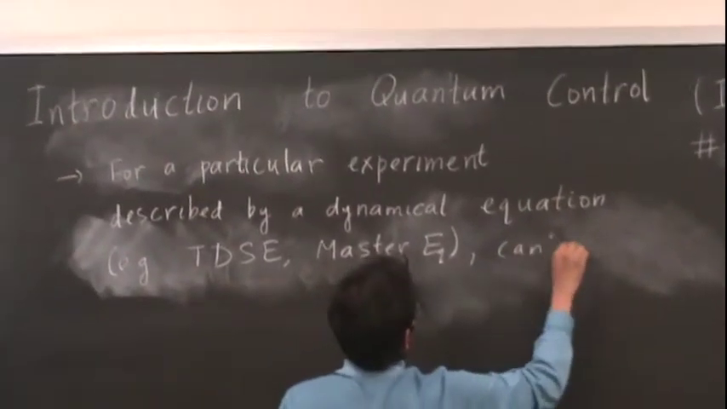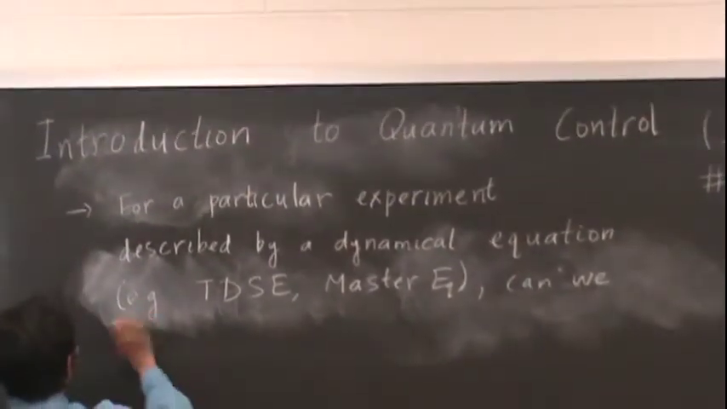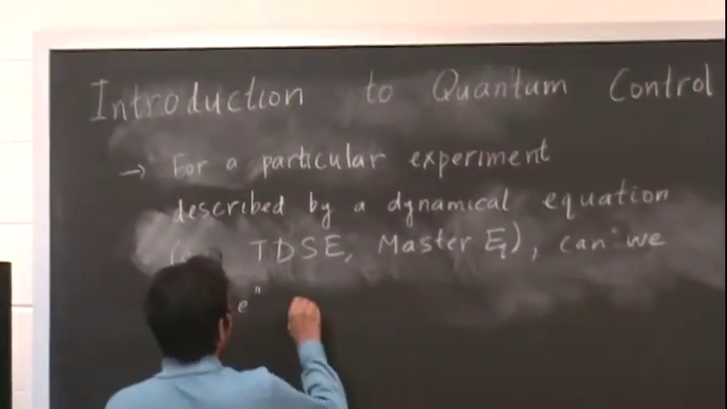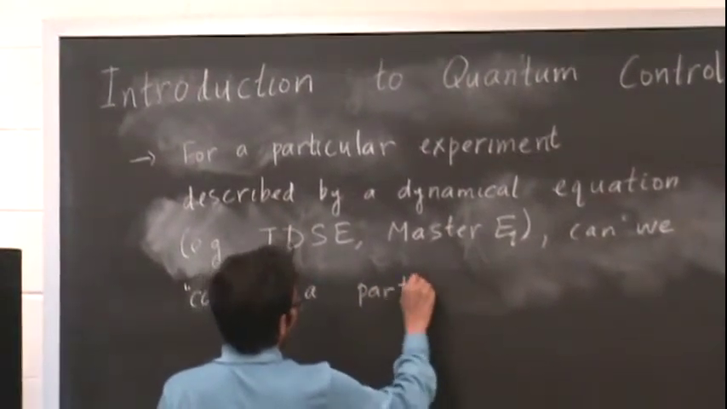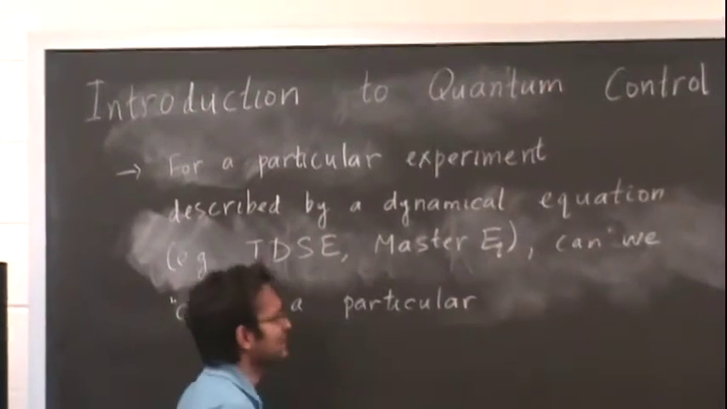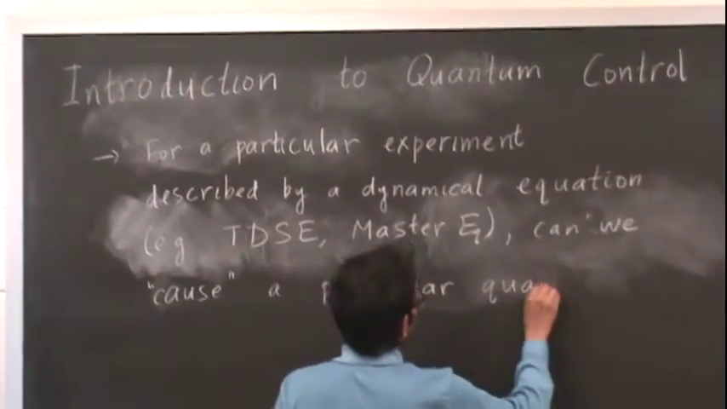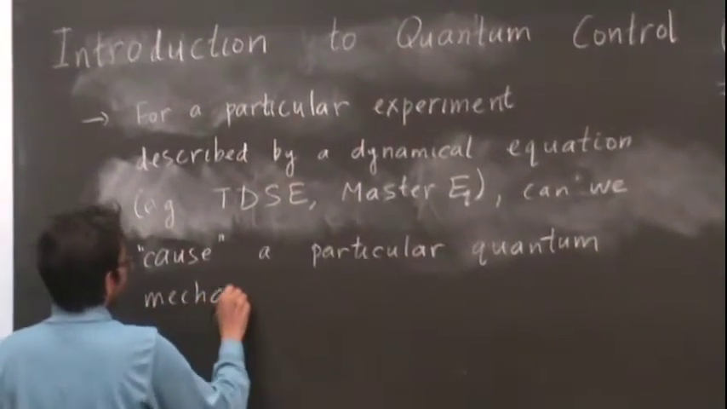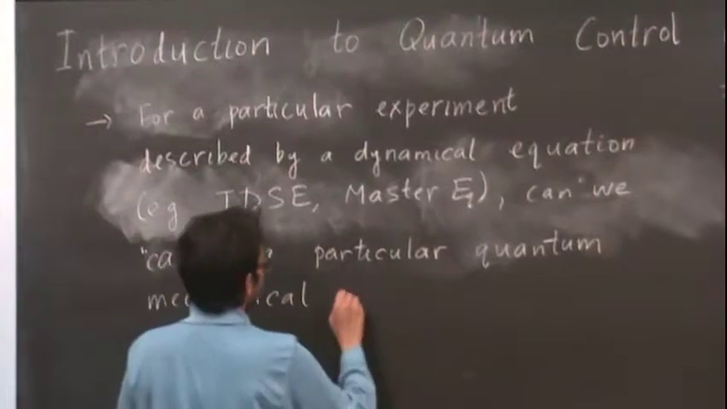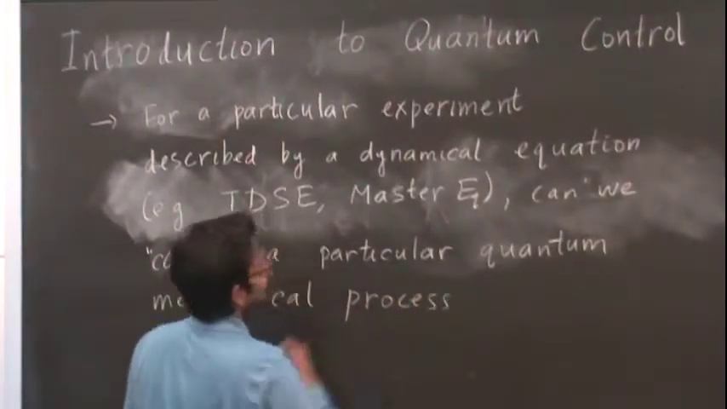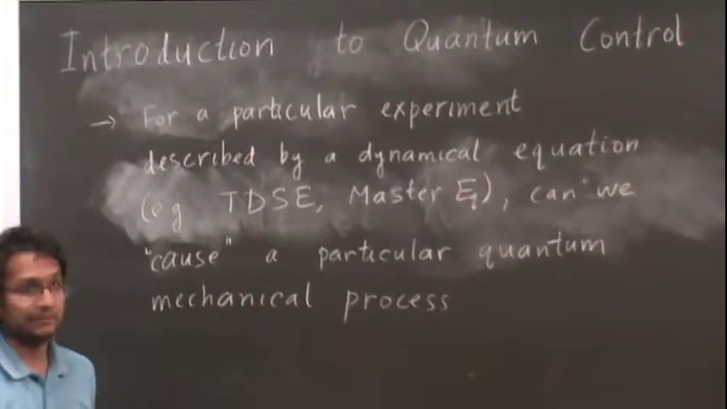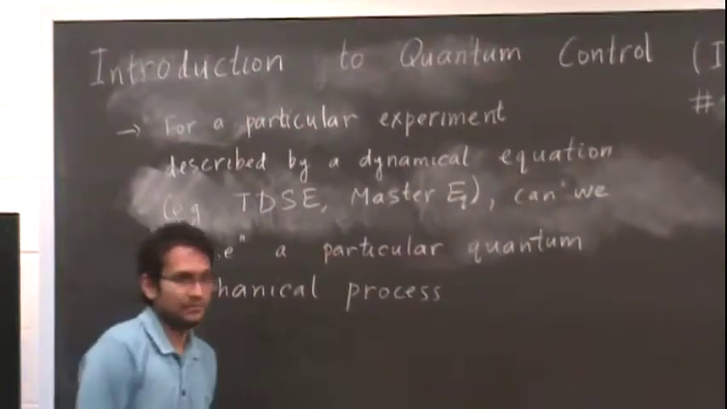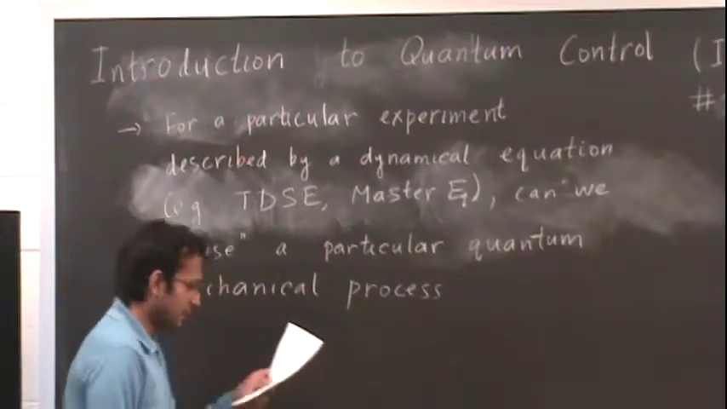So can we affect or can we cause, let's put it this way, and bring about a particular quantum mechanical process? This is very vague and some examples will be clear as we go on. So this is the question that we'll try to look at to some extent. For a particular given experiment, given by a particular dynamical equation, can we cause a particular quantum process? And by cause, I mean affect it in some way of our own.